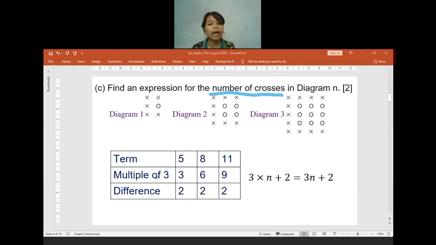So how do we find the nth term? We do it the same way as we do the position-to-term rule. So we check the difference from the first diagram to the second diagram, and the difference is 3.